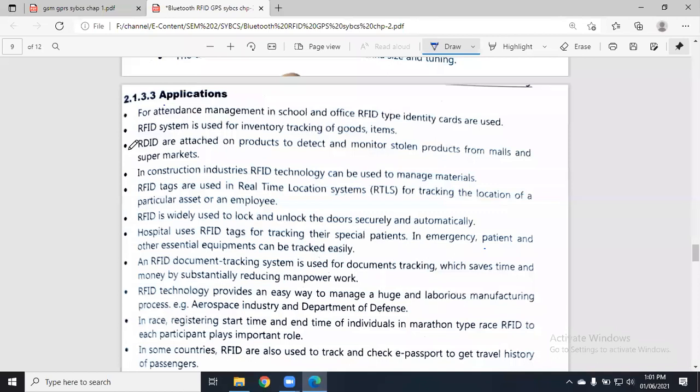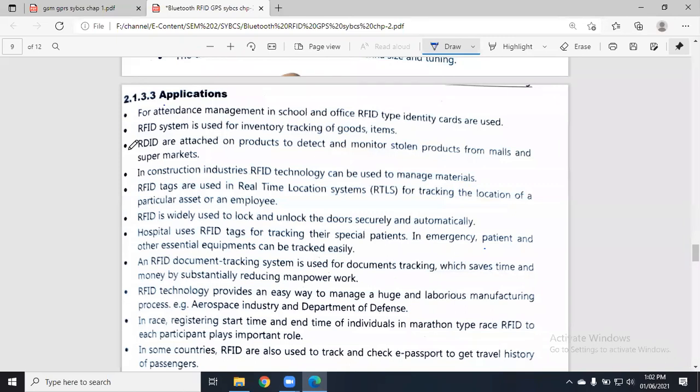Hospitals use RFID tags for tracking their special patients. In an emergency, patients and other essential equipment can be tracked easily. So basically, if you have a patient who is ill and suffering from a kind of disease in which he can easily run anywhere without any prior information, in that case you can keep track of that patient.